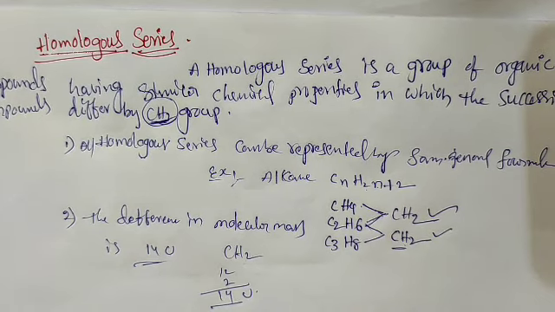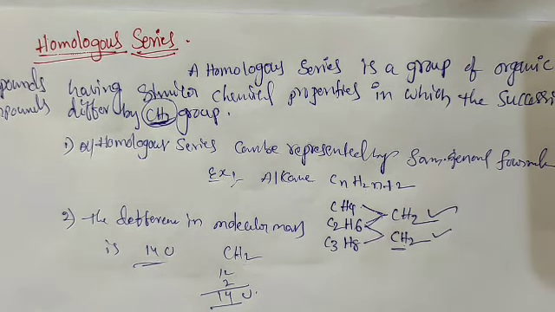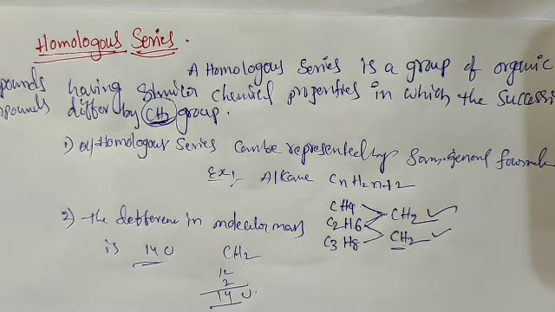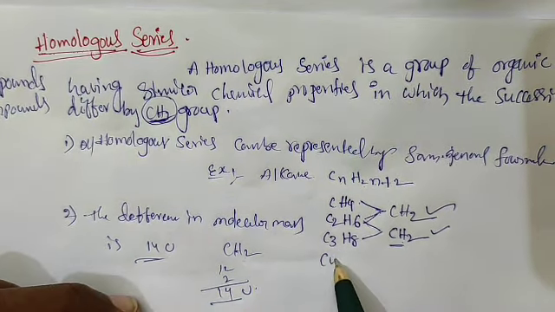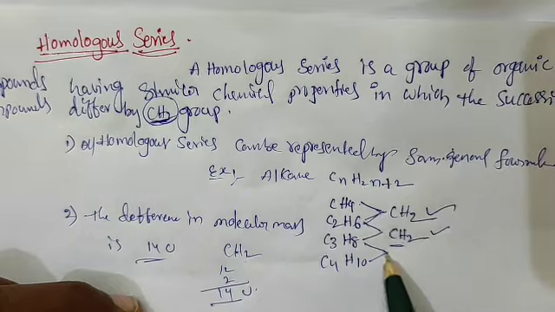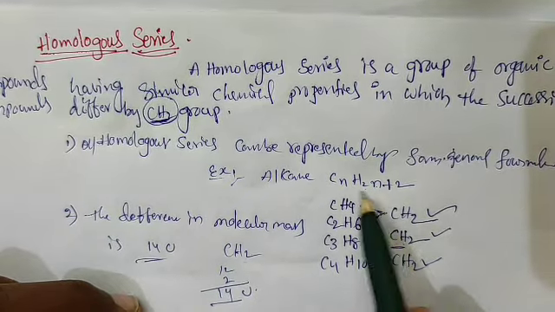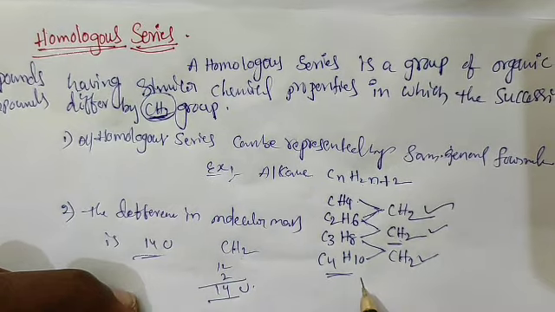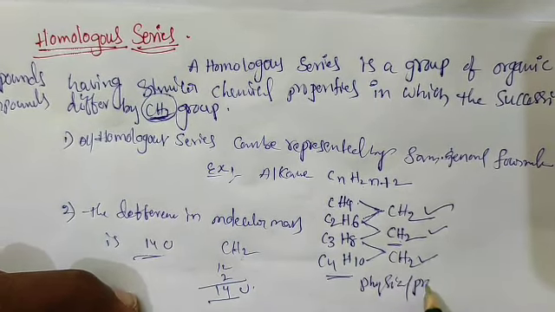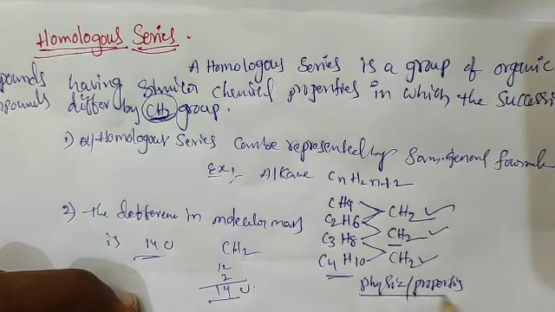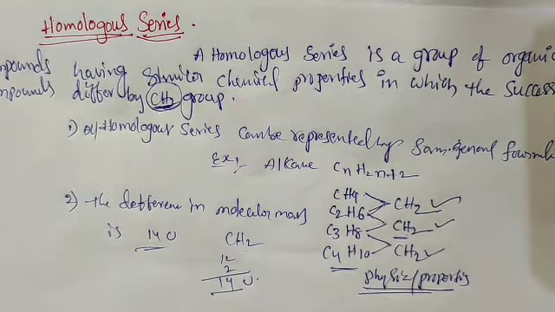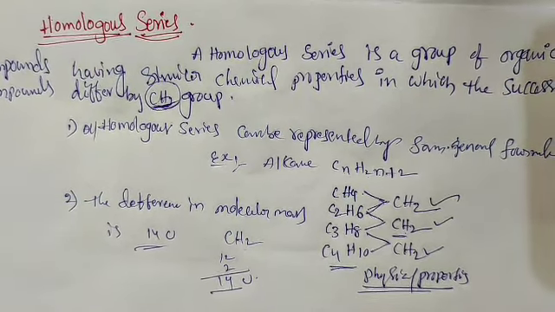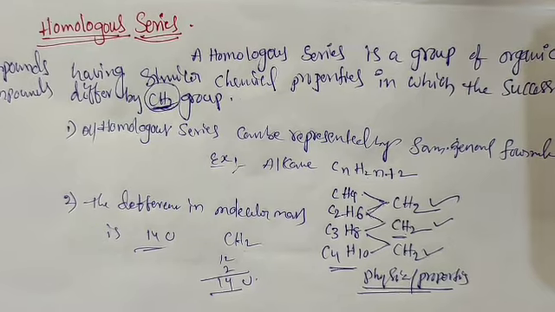So the next point, the members of homologous series show a gradual change in their physical properties. That I said already. Physically there is a difference, which increases as molecular mass increases. The physical properties are different, but chemically they have similar properties. Melting point also increases. This is about homologous series.